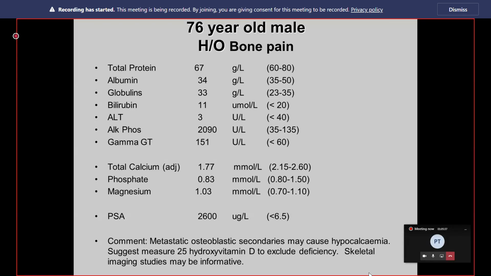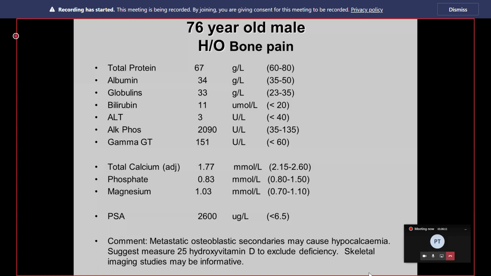So prostate cancer is one of the osteoblastic malignancies when it metastasizes to bone, and because of the increased bone formation, it absorbs calcium from blood and can in some cases cause hypocalcemia. So again, not very common, but a rare, well-recognized complication of disseminated osteoblastic prostate cancer.